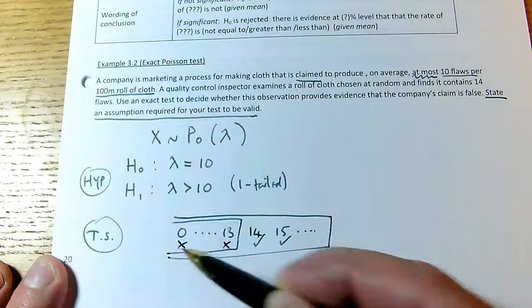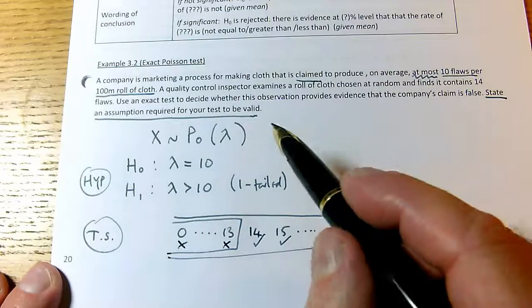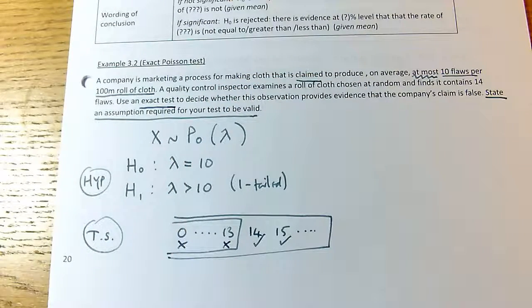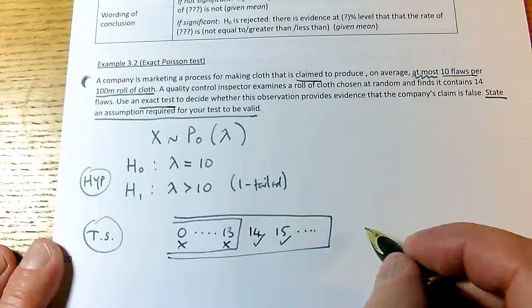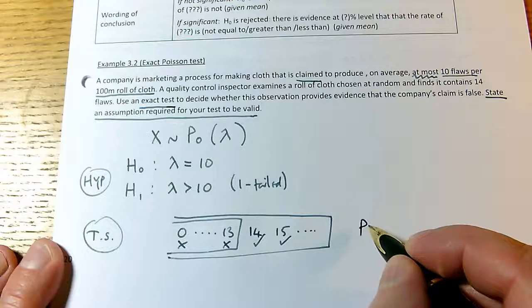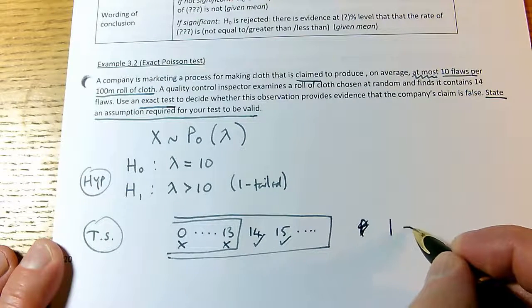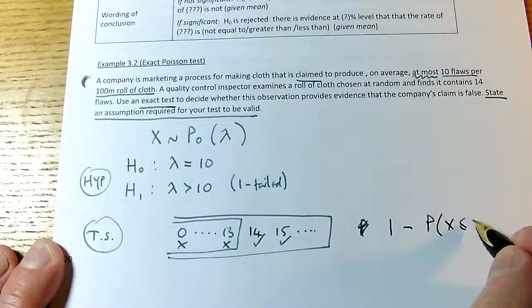Okay, it's an exact test. Sometimes you have to use an approximation, but it's an exact test, so we do the normal Poisson probability method. So it's two probabilities taken away. It's the probability of everything, which is 1, so it's 1 minus the probability of the little box, X being less than or equal to 13.